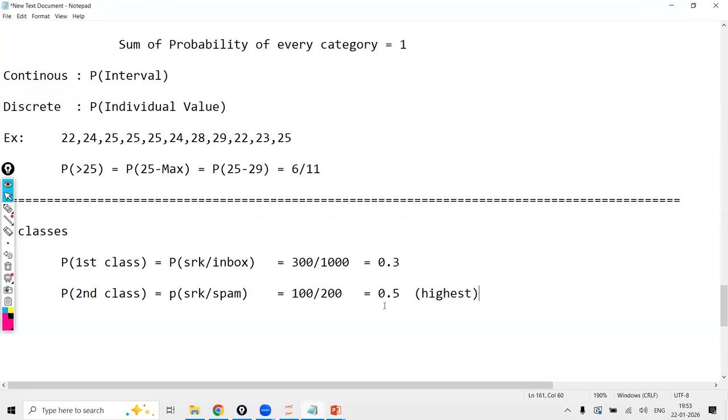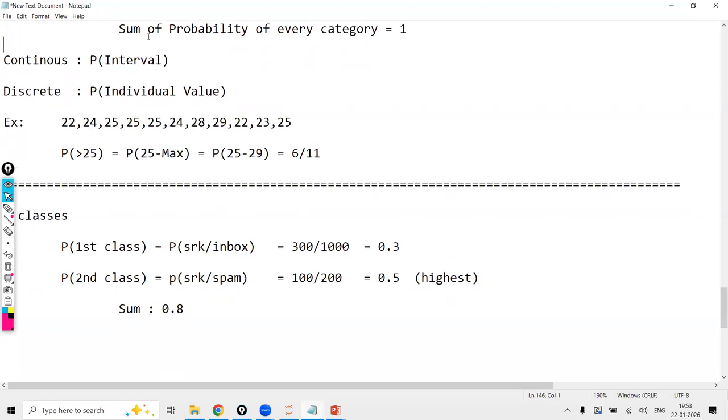But what Naive has said is, here two classes are there, but when you add these two, the sum should be equal to 1. No, the sum here is equal to 0.8. So only two classes are there, but the sum of probabilities is not equal to 1. As per our earlier condition, the probabilities of all classes combined have to equal 1, but it is not satisfying the requirement.